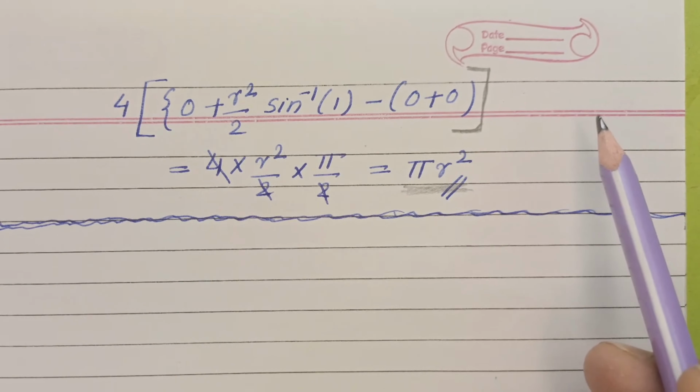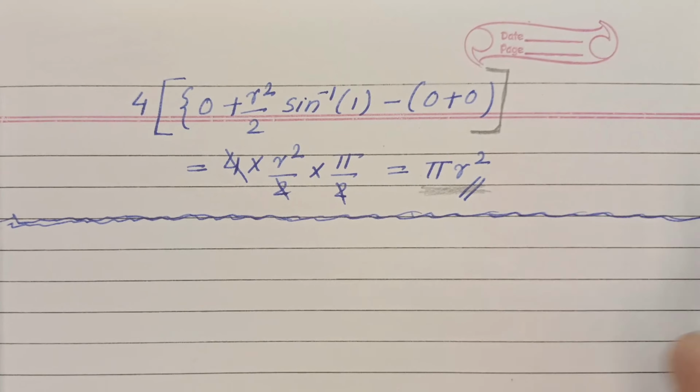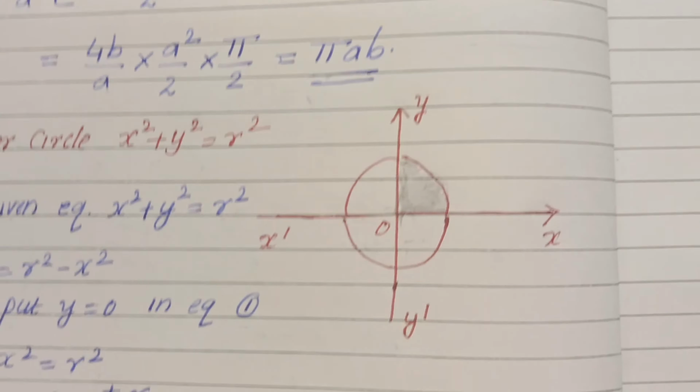So this is what it is about finding the area below, inside, upper side, and lower side of a circle, and let's say an ellipse or a curve. Okay, I hope we are clear with this.